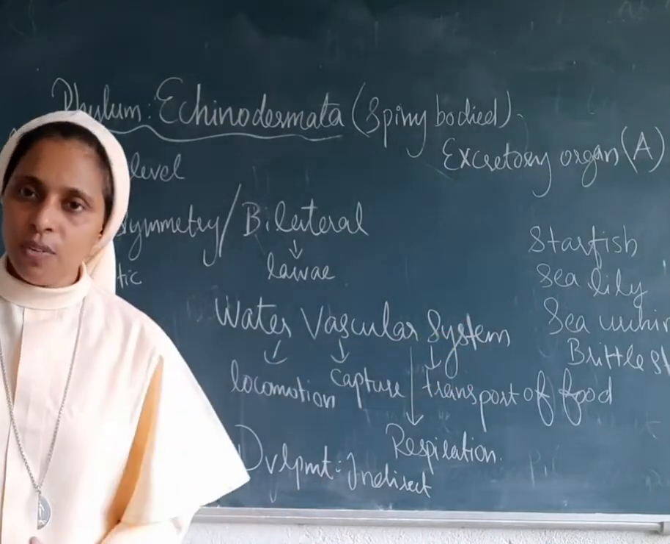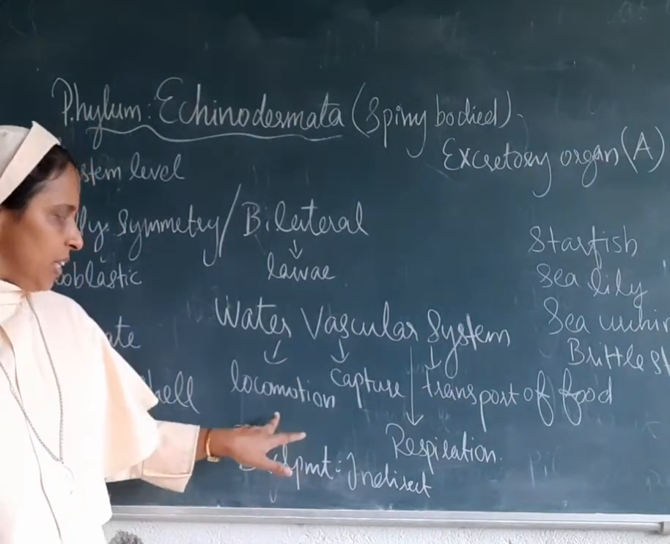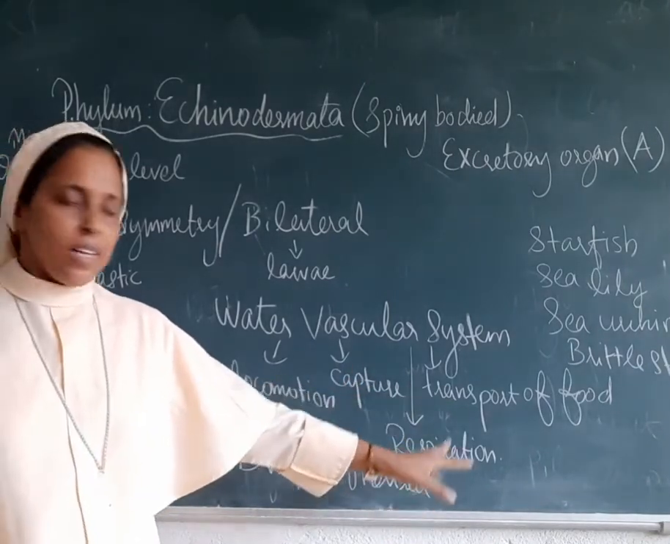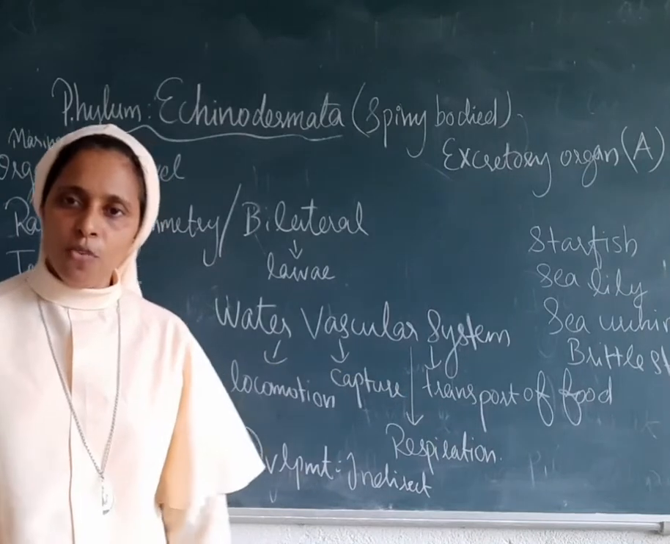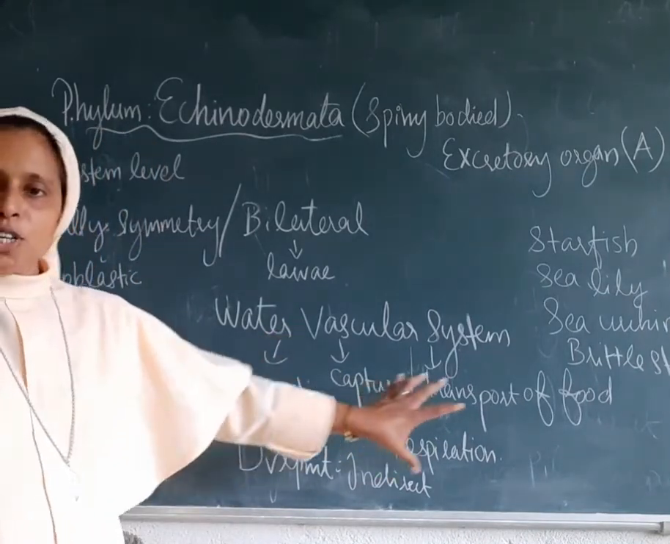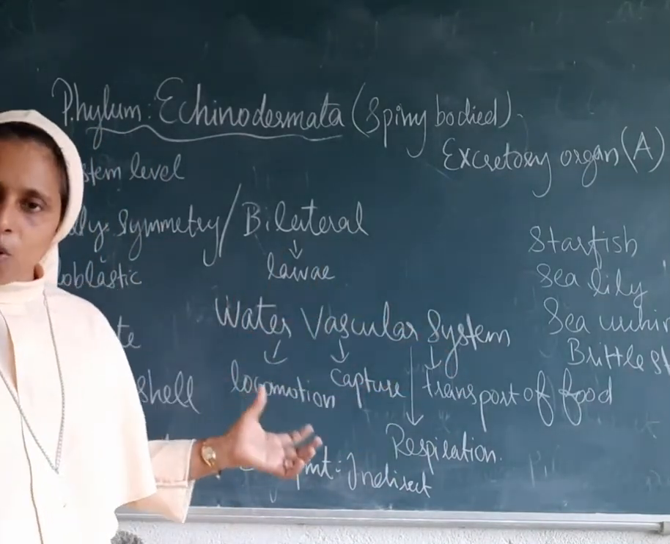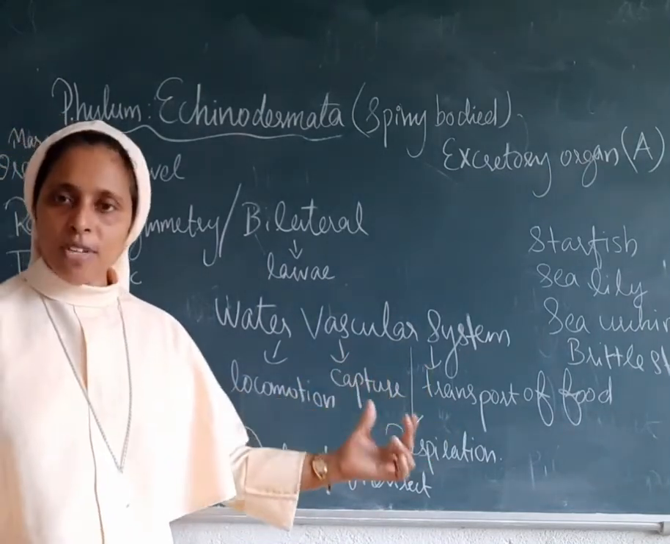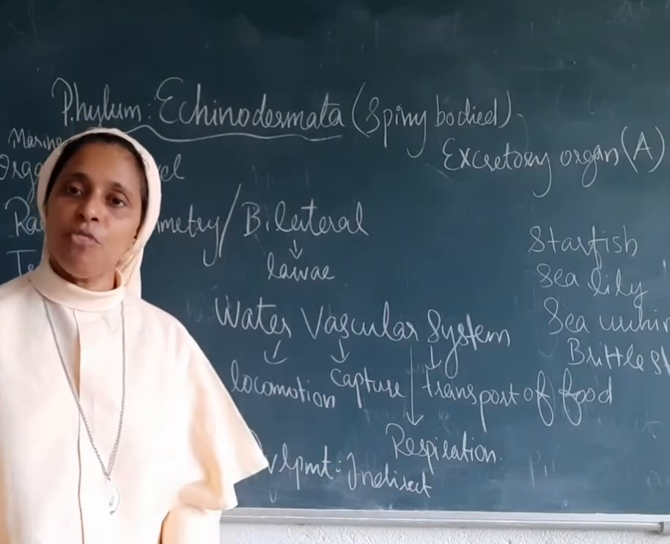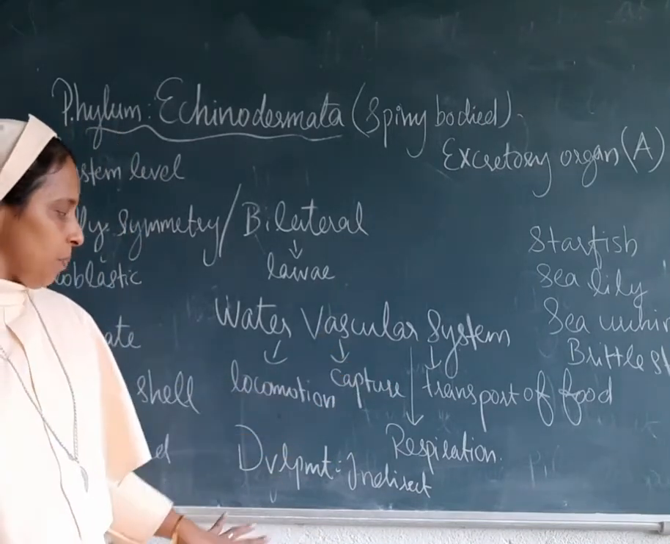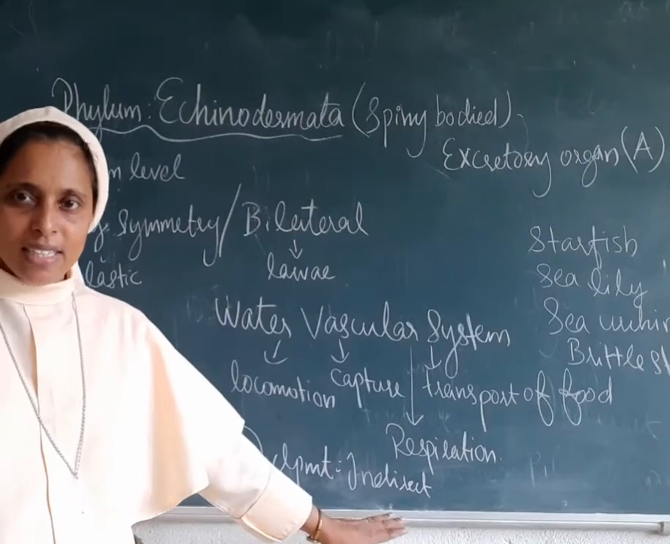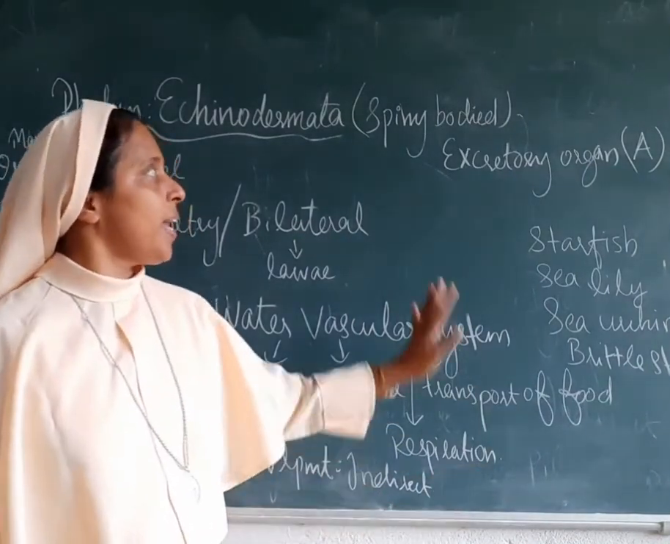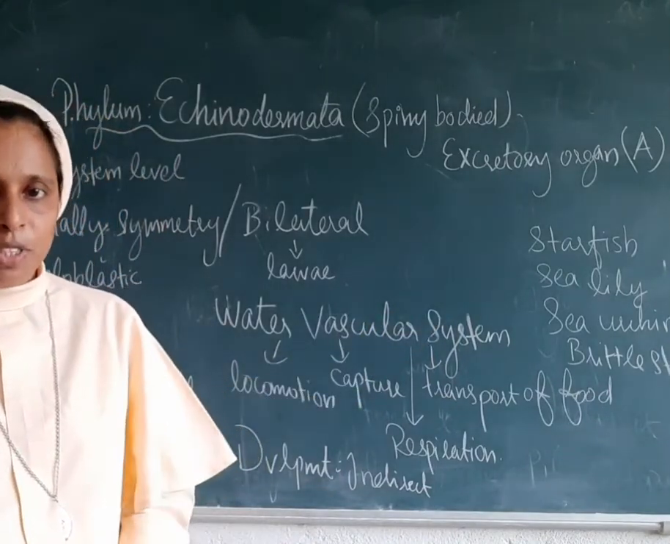So what is the function of this water vascular system? For their locomotion, for the capturing of the prey, for respiration, as well as for the transportation of food. So the main functions of this water vascular system are locomotion, capture, transportation of food and respiration. And development is indirect. I have just now explained what is indirect development. Then the excretory organ is absent in this particular organism.